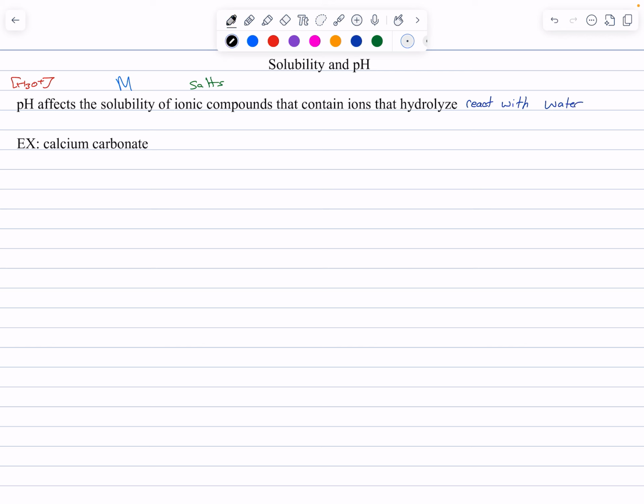So we would have CaCO3 solid, and that is a sparingly soluble salt. You have calcium ion in solution, and you have carbonate, and that has a KSP value.